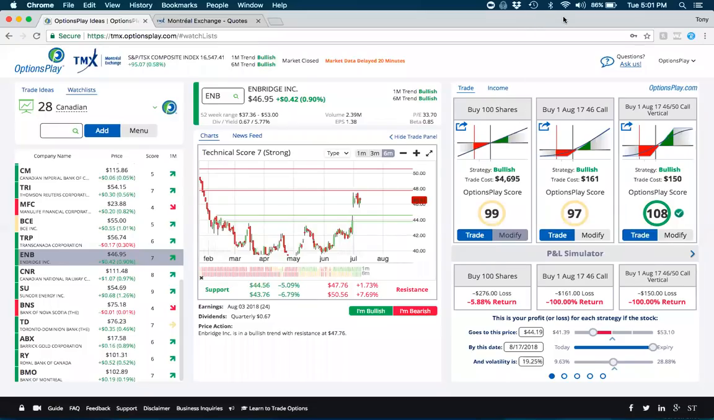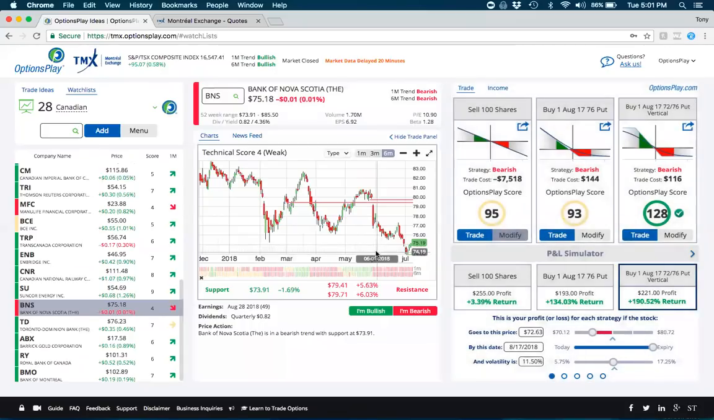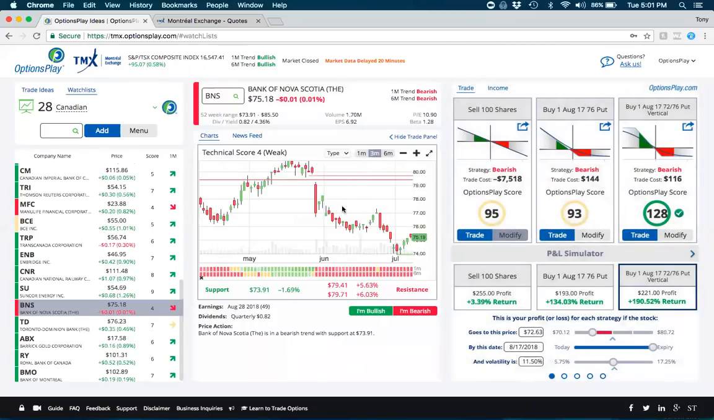So let me go through one more example here before we open this up for Q&A. I know I'm running a little over on time, but I do want to give you guys one more example. I was looking at Bank of Nova Scotia, a banking stock, a very popular sector in the Canadian markets. What I noticed about Bank of Nova Scotia is it's got a technical score of 4, which is telling me this is a relatively weak stock. The 1 month and 6 month trends are bearish, telling me this is a stock that's not only weak but continuing to weaken.